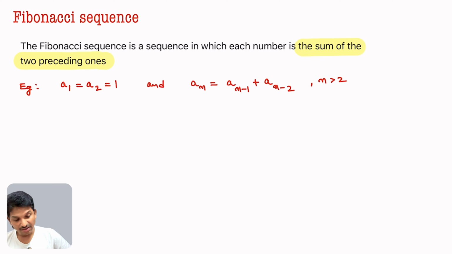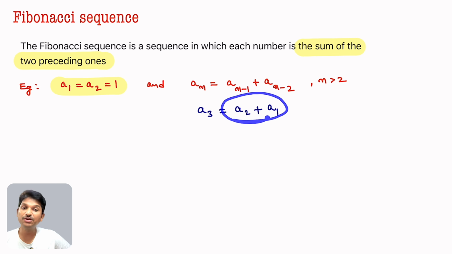Okay. However, we must know the first two terms for this. That's why they have given this data. A1 is given, A2 is given. If you want A3, put n equal to 3 in this. What will you get? 3 minus 1 is 2, 3 minus 2 is 1. This is A2 plus A1. See, A3 is nothing but A1 plus A2.